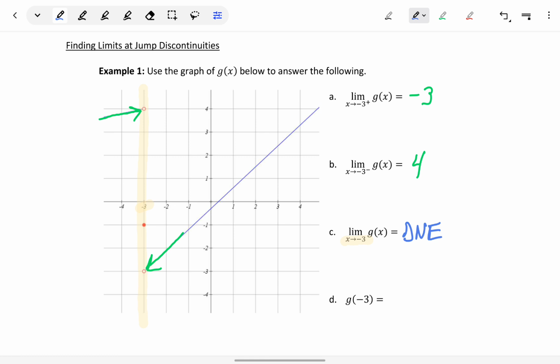The next thing that we're asked, or the final part of this problem, is to evaluate g of -3. To do that, we look at the function in line vertically with x equals -3 and look at where we have the curve passing through, or in this case where we have a filled in dot. So in this case, we have a point defined at x equals -3, y equals -1. So our function value at x equals -3 would be -1.